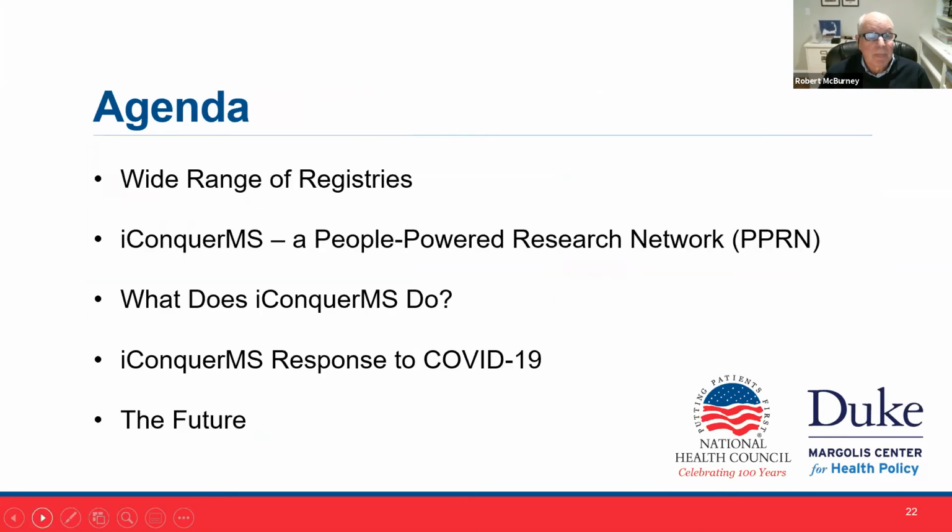Next slide, please. So what I'm going to talk about in the next 15 minutes or less, so we've got time for questions, is something about the wide range of registries. And then I'm going to focus on the single registry iConquerMS, which is a people-powered research network, talking about what iConquerMS does, at least in overview, and a little bit about our response to COVID-19, because I think that's a good example of what can happen when you have lots of registries around the globe. Next slide, please.